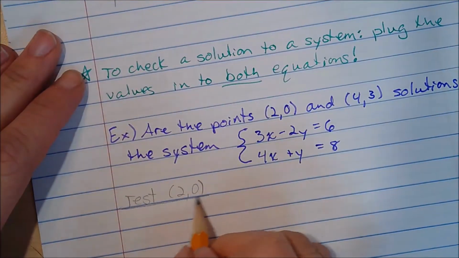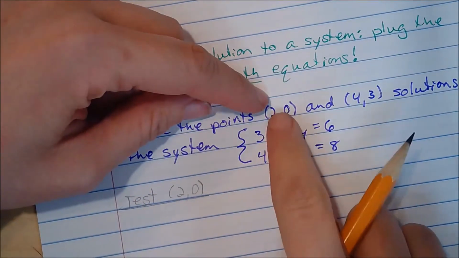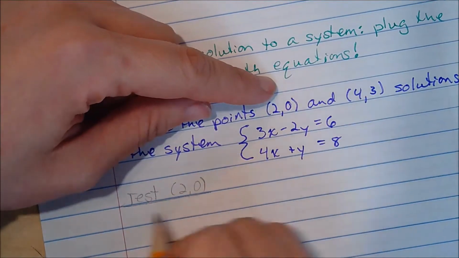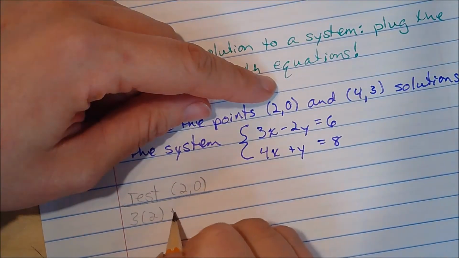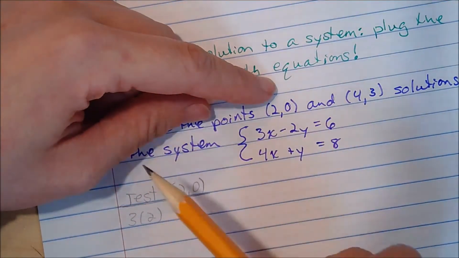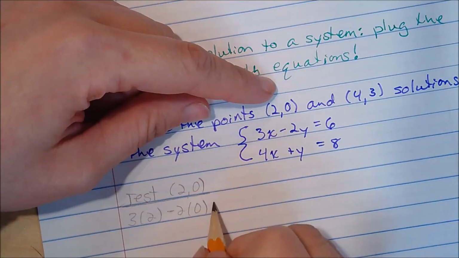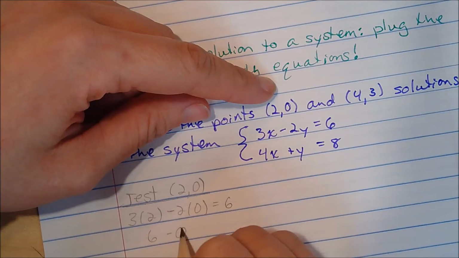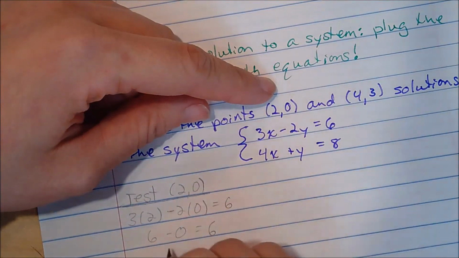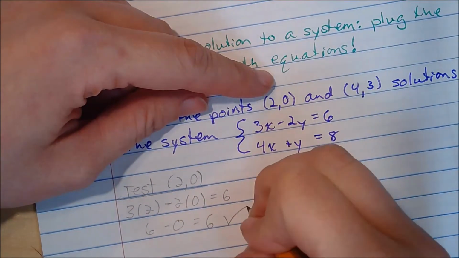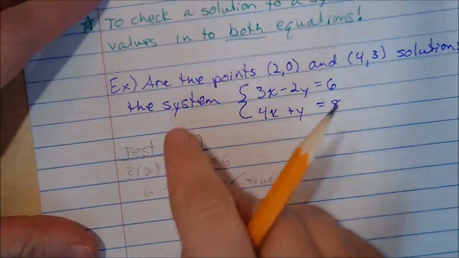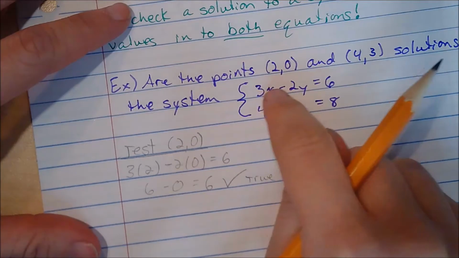So take your first equation, and you're just going to plug 2 in for x and 0 for y, and we're going to see if we get 6. So 3 times 2 minus 2 times 0 equals 6. 3 times 2, of course, is 6. 2 times 0 is 0. And 6 minus 0 does equal 6, so that one is true. So we know that (2, 0) is true for the first equation.